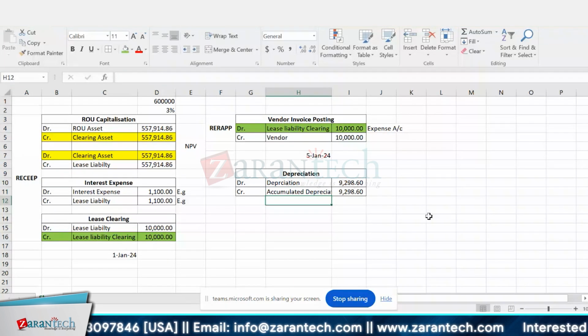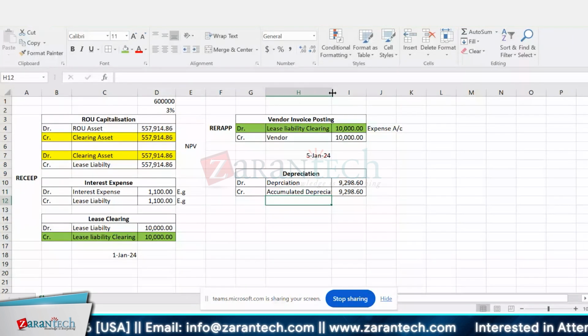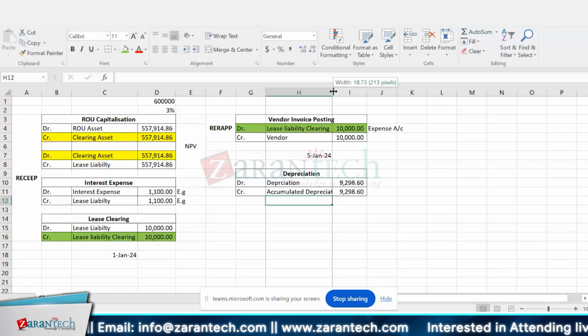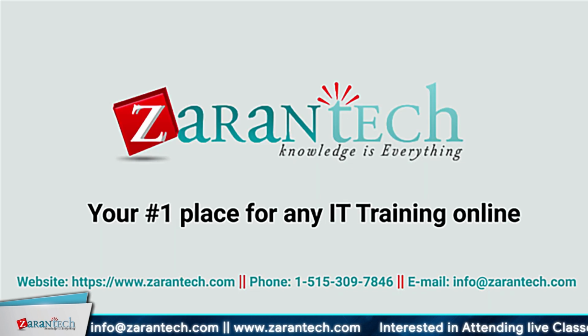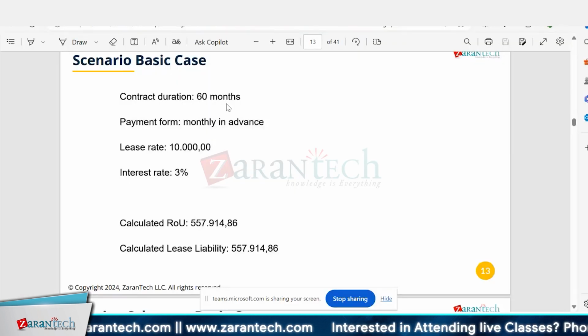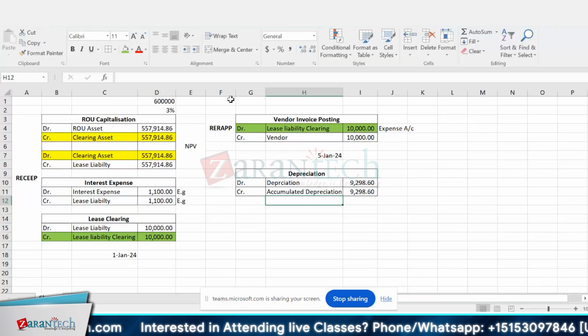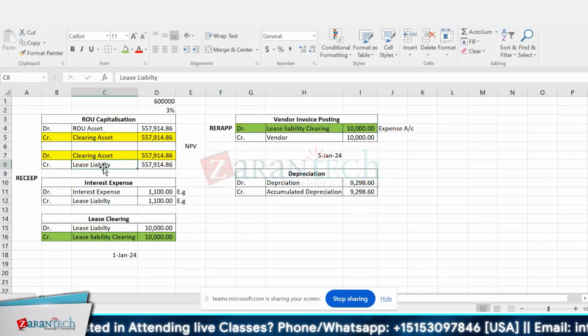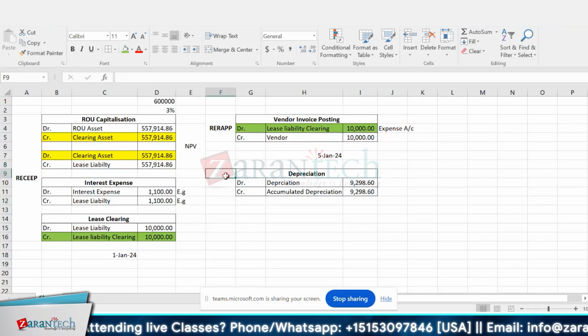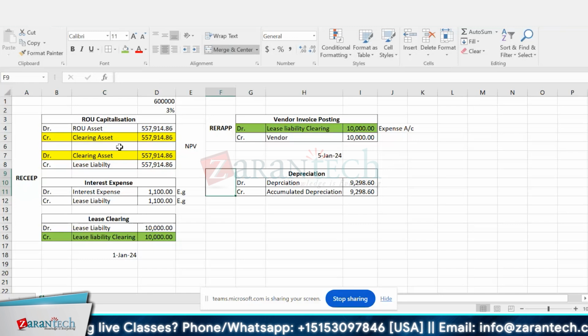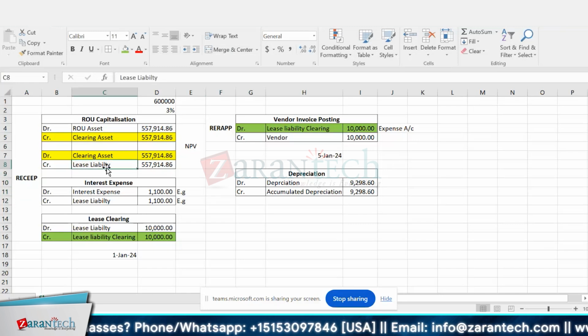Reason being, let's say this particular contract tenure is 60 months, that is nothing but 5 years, right? Then if you check, one liability is still open, the liability account is still open. So how is it impacting the asset any which way?